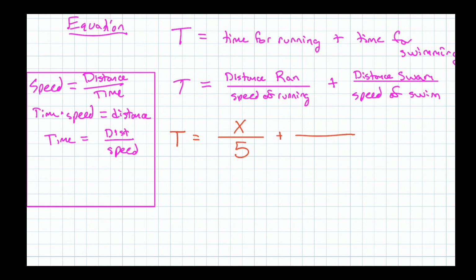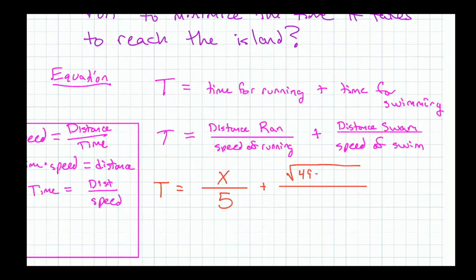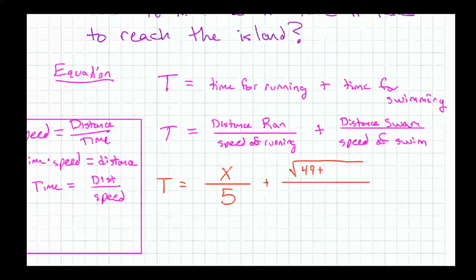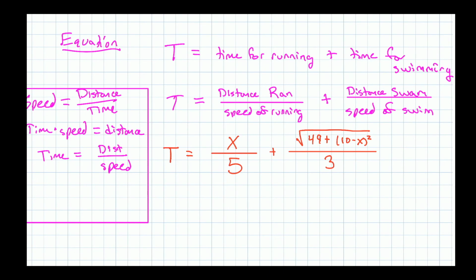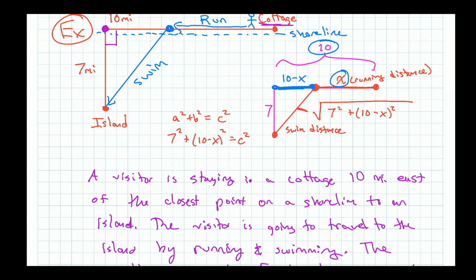Now, distance swam. How far are we swimming? The distance swam is the hypotenuse of the triangle, which is 7 squared, which is 49. I'll write that. Minus, no, not minus, plus. 49 plus (10 minus x) squared. And how fast do we swim? 3. How do I know it? They said so. Okay, that's my equation. So that's hard to get, but you know how to label the picture now when you see it next time.